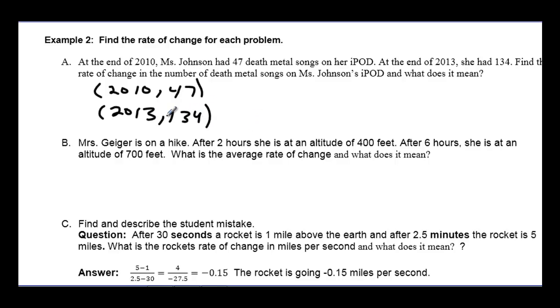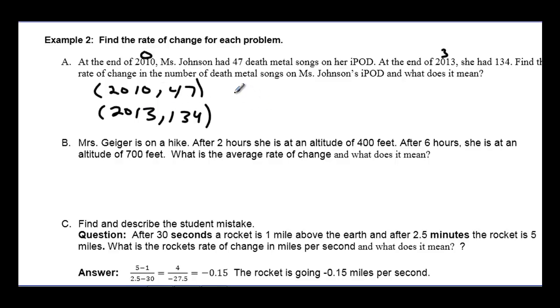Now we could use these numbers, or sometimes what we like to do is say the first year is year 0, and then count from there. So the end of 2010 is 0, which means that the end of 2011 is 1, the end of 2012 is 2, and the end of 2013 is 3. So we could either use 2010, 2013, or we could use 0 and 3. You'll see them both used in different problems, so just so you know. Okay, so here's our 2 points.